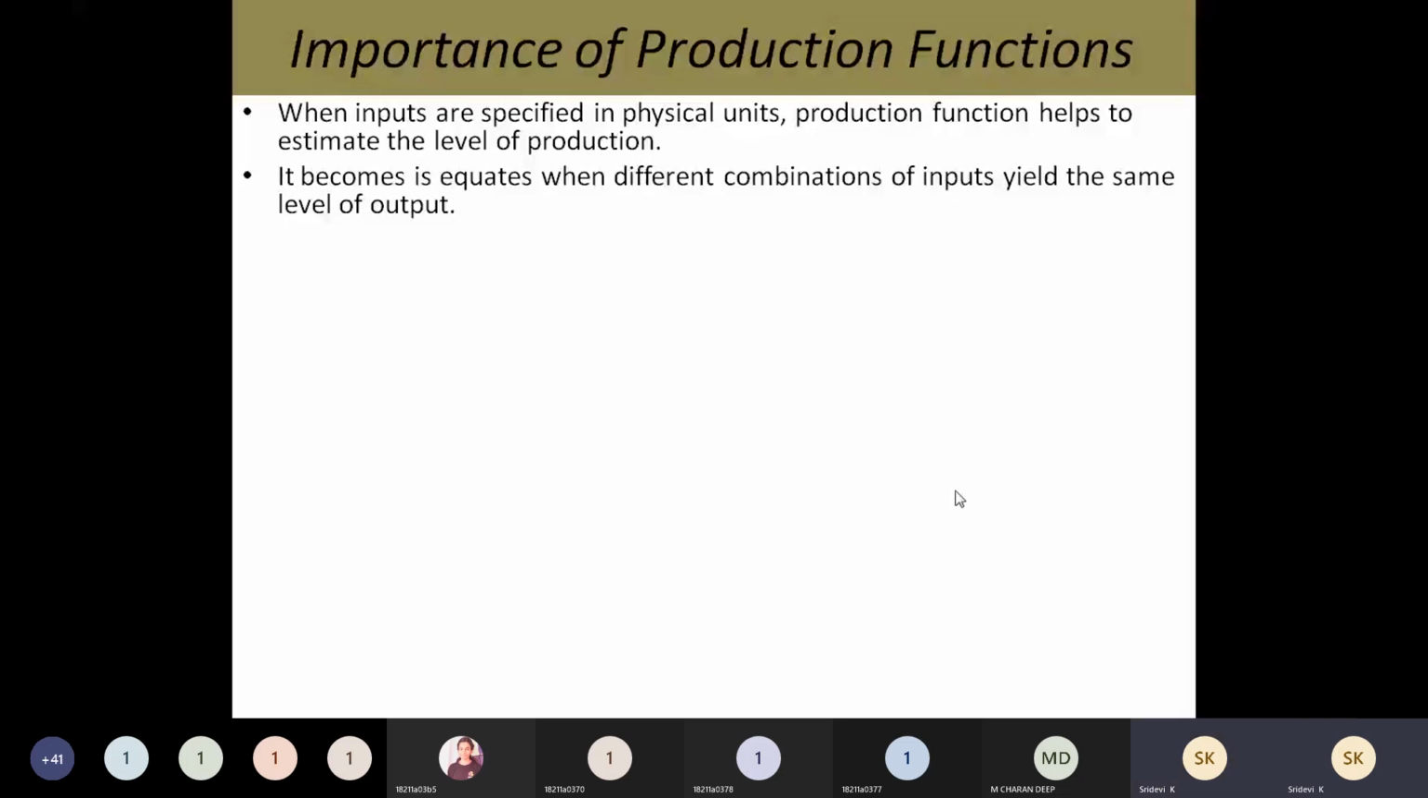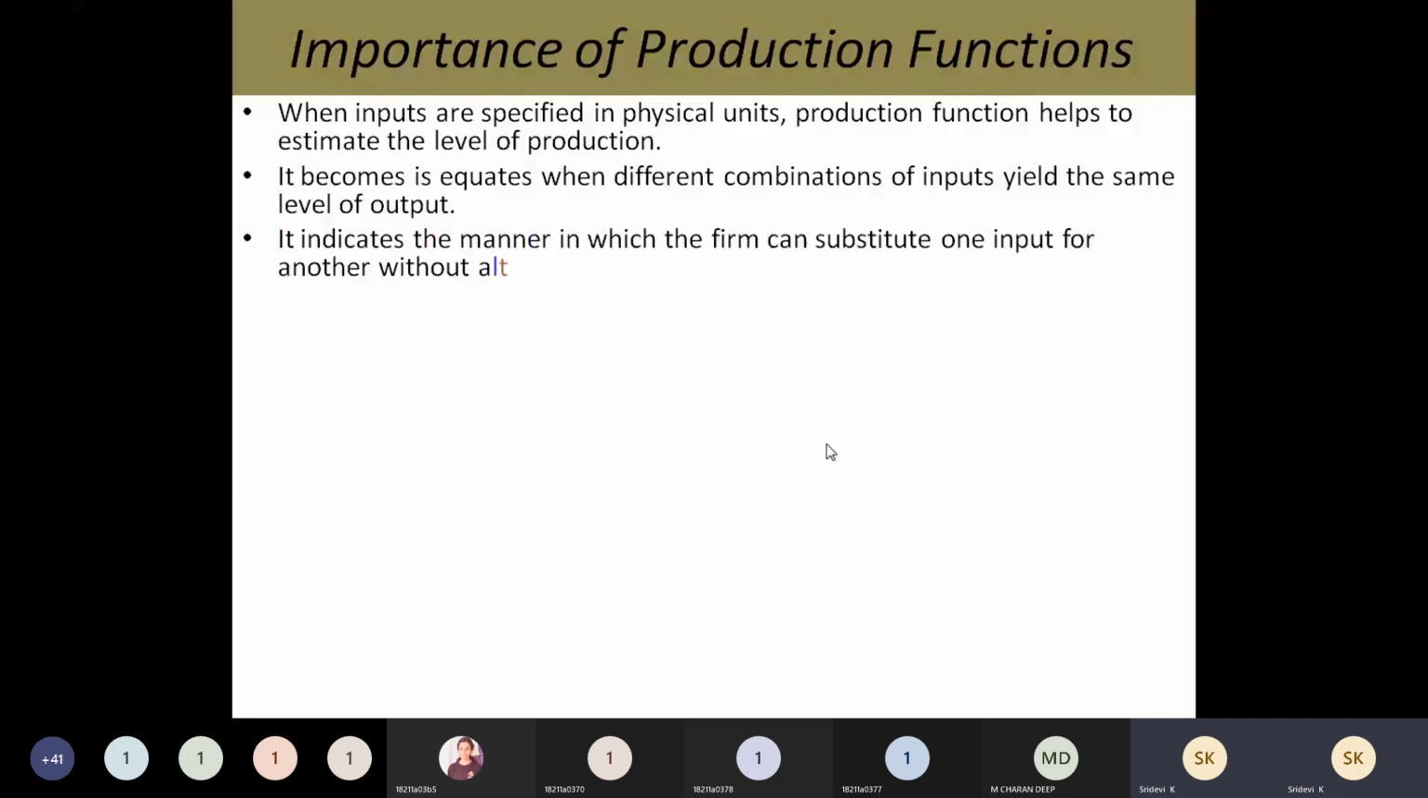When different combinations of inputs are used, what is the output that you are obtaining? To know that, this analysis will help you. It also indicates how one input can be substituted for another input. This is done in the case of isocost and isoquant. We have substituted one input for the other, no? That is called technical substitution, the marginal rate of technical substitution: to what extent you can substitute each input with the other input.